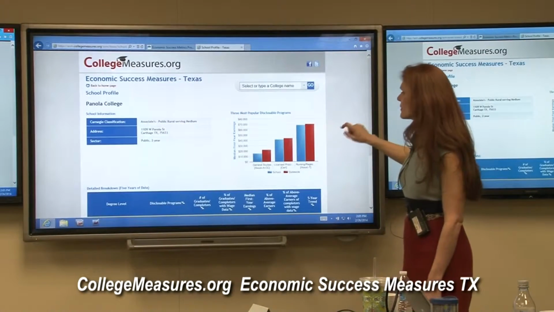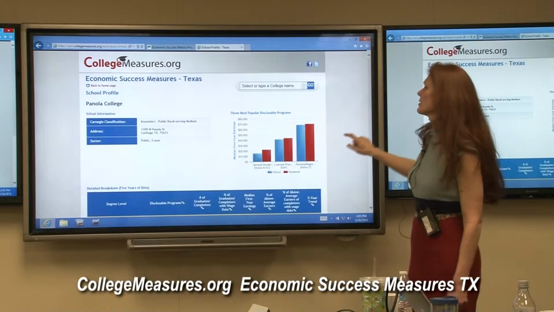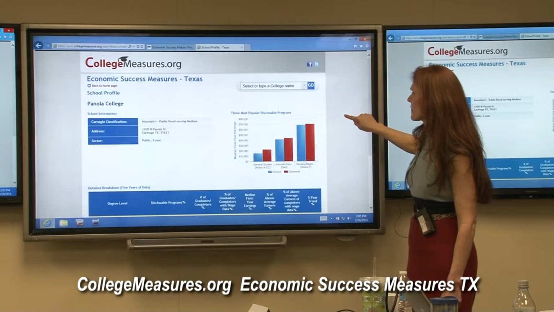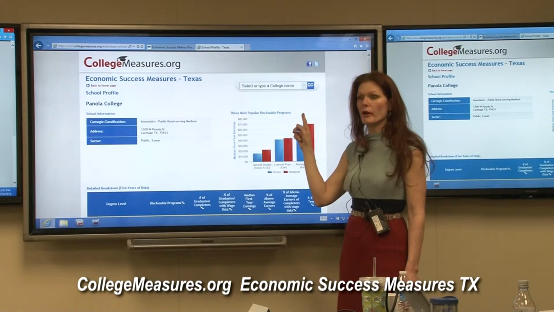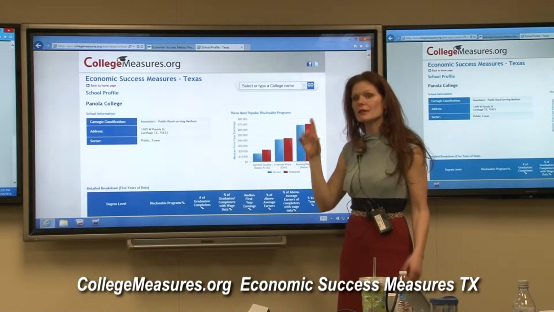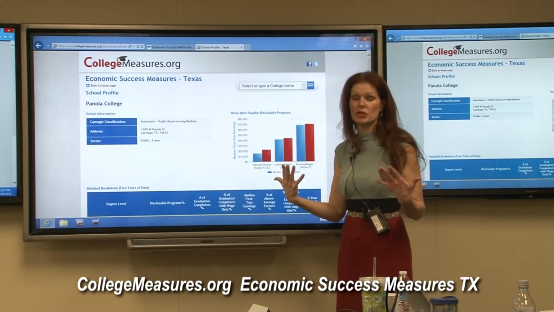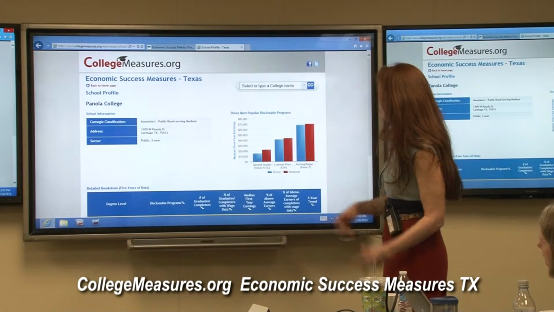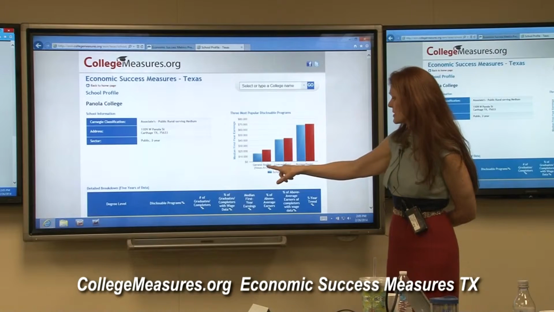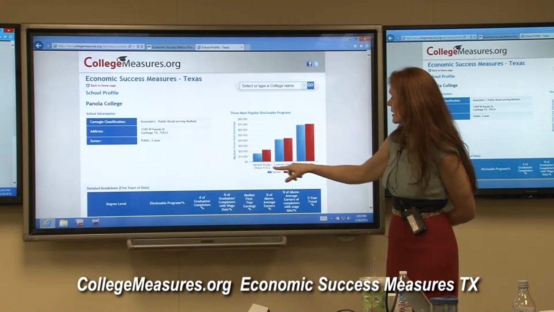Okay. So every time you pull up an institution, the page is going to look like this. Most popular disclosable programs. Disclosable programs means the cell size was large enough for us to share. That's really all that means. And so you'll see here, they have a lot of general studies for one of their top three licensed.